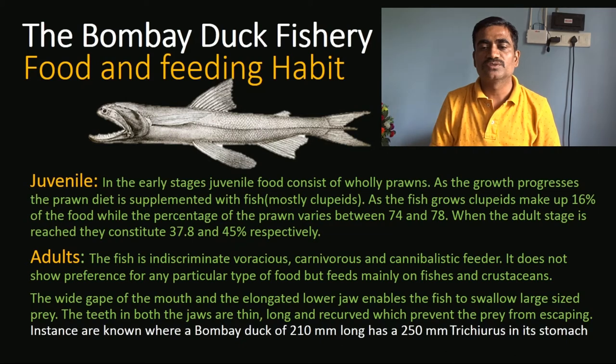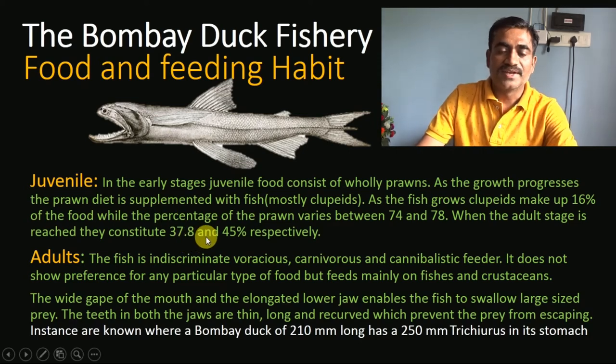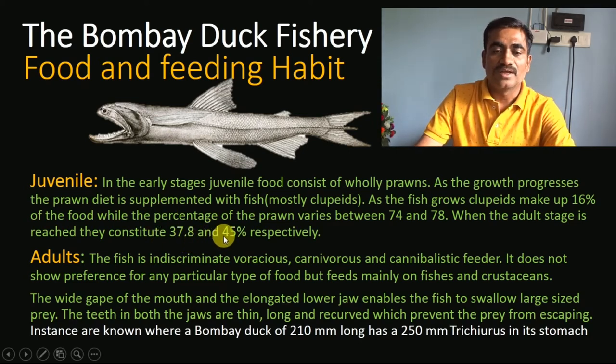As the fish grows, clupeids make up to 16% of the food, while the percentage of prawns varies between 74 and 78. When the adult stage is reached, they constitute about 37.8 to 45% respectively. That is, in adults the prawn percentage is about 37 to 45%, and in juveniles it is mostly about 74 to 78%.